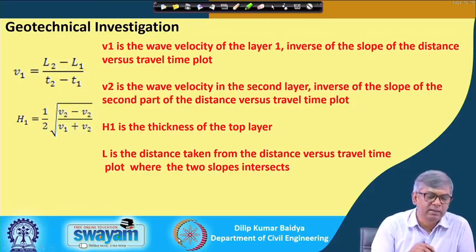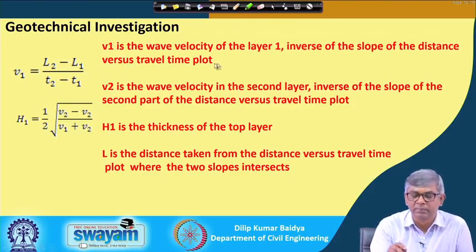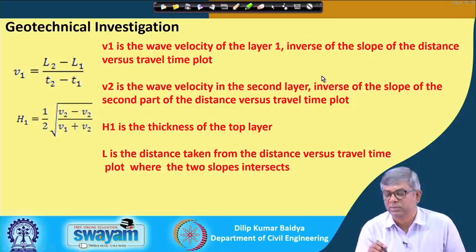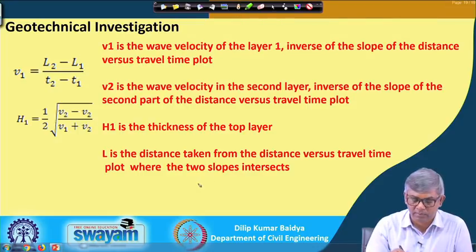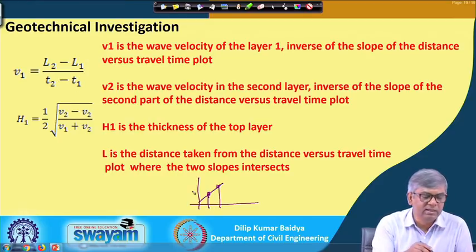You can see here that V1 is the wave velocity of layer 1, the inverse of the slope. So, if I know these 2 points, this is L1 and this is L2. So, L2 minus L1 is the distance and T2 minus T1 is the time, giving V1.